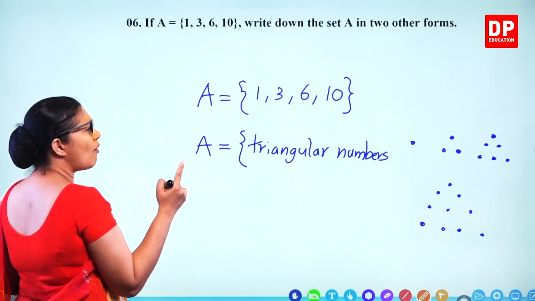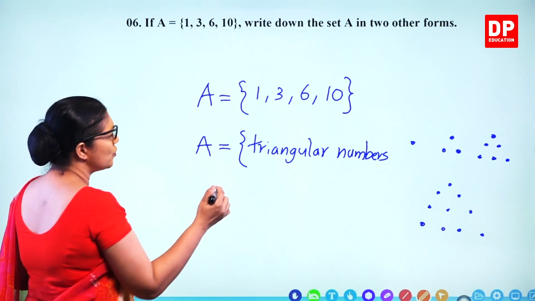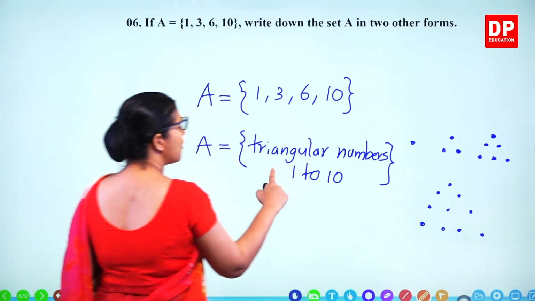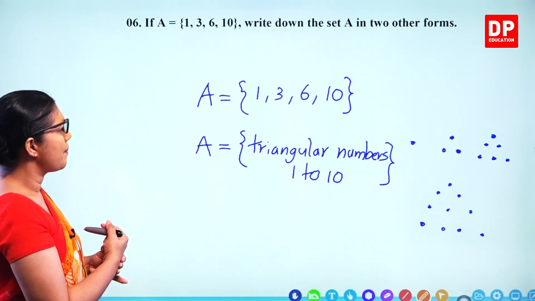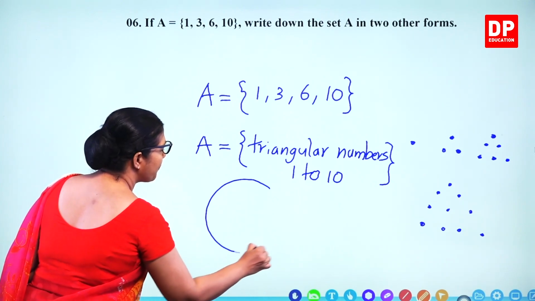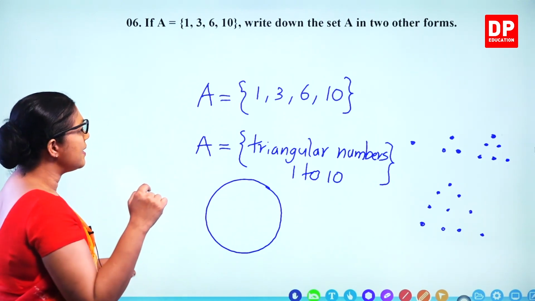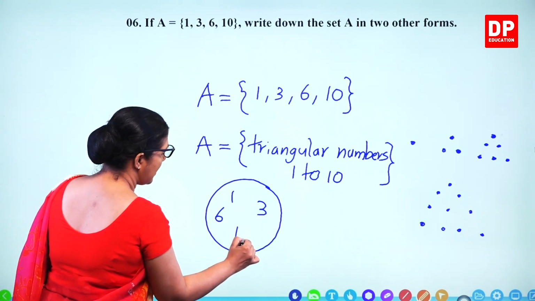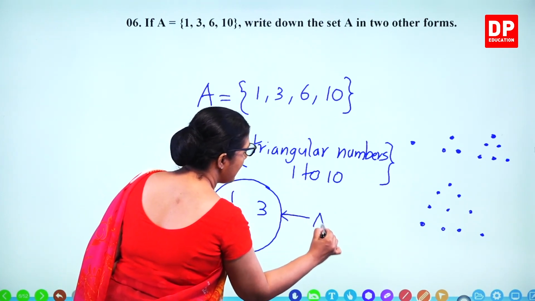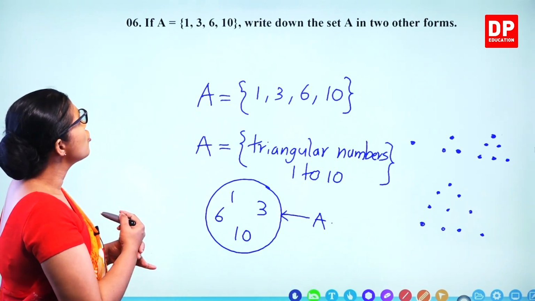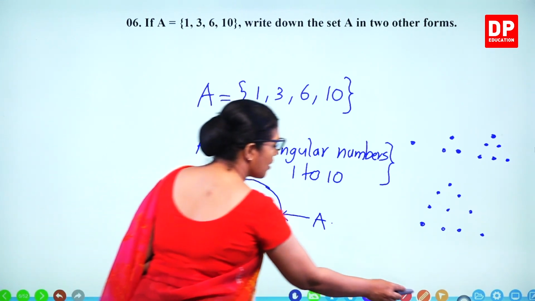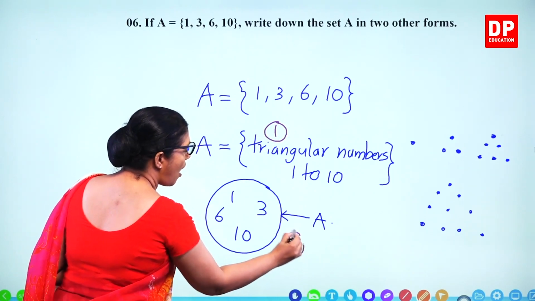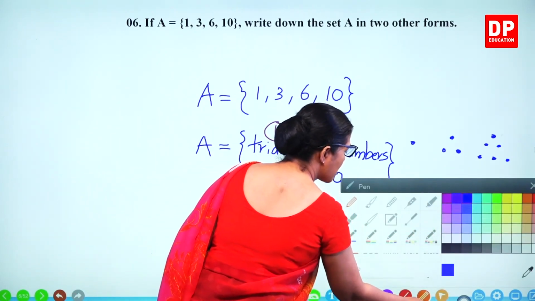(1 to 10) or less than 12. So 1 to 10. 1 to 10 means 10 also included. 1 and 10 both are included. What's the other way of writing? You can put all the elements in a closed figure. Venn diagram 1, 3, 6, 10 and label this as A. So that's another way of showing the sets. You get 2 marks. 1 mark for writing in words, 1 mark for Venn diagrams.